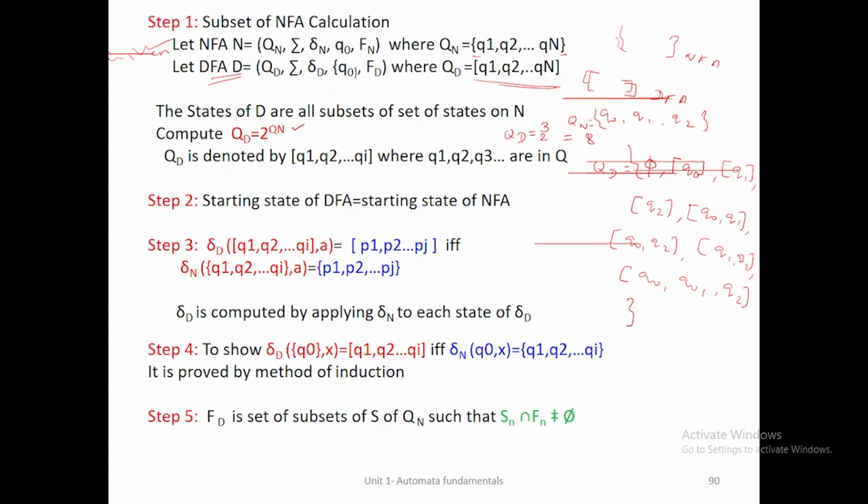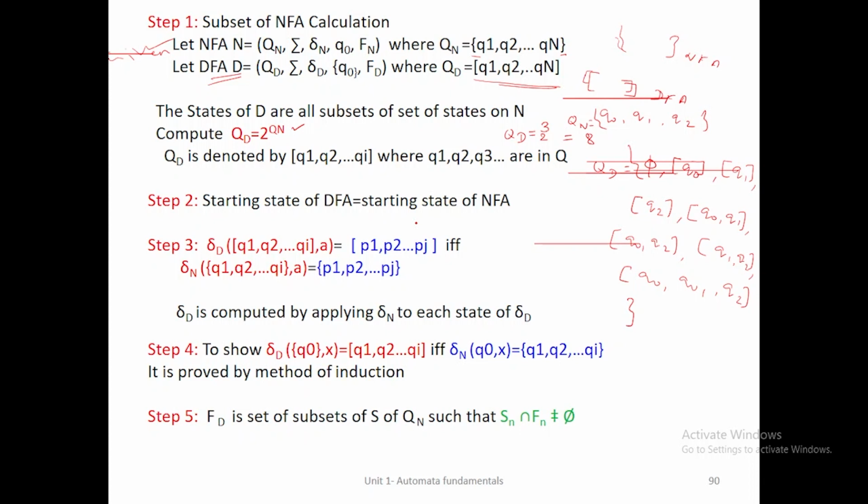So you count all these states: 1, 2, 3, 4, 5, 6, 7, 8. So 2 power 3, these are all the possible sets of states. It's not necessary to retrieve all these states from the given NFA. There may be the possibility of a few states which will be retrieved from the given NFA. So this is the sample calculation. Here QD denotes the square bracket of states, where a set of states will be denoted as Qn. So this is step 1.